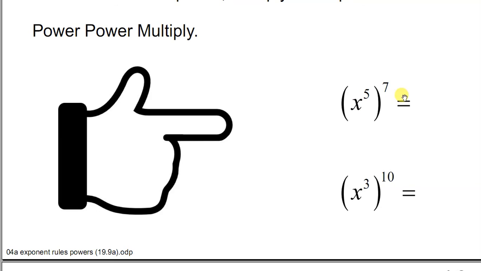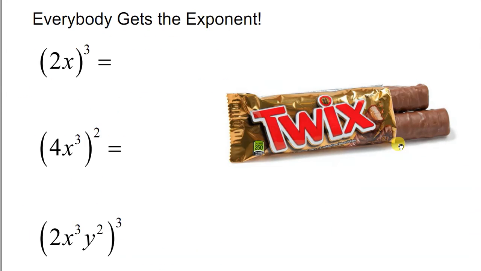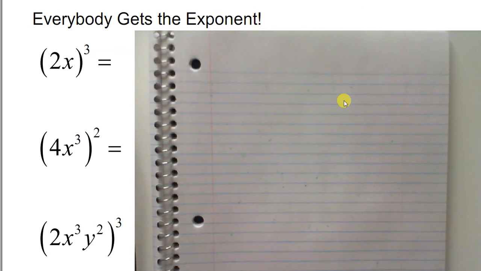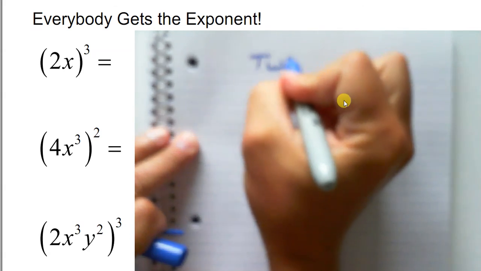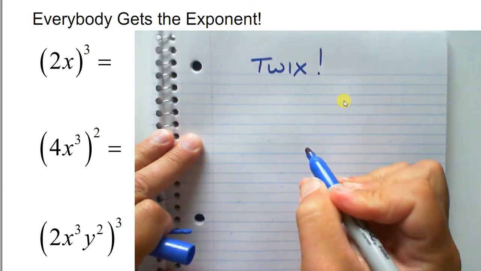How about this one? What would this be right here? 5 times 7, this would be x to the 35. 3 times 10, x to the 30th. Ah, it's time for a Twix problem. Get your notes ready for a Twix problem. 3 delicious problems in one. Ooh, with an exclamation point.